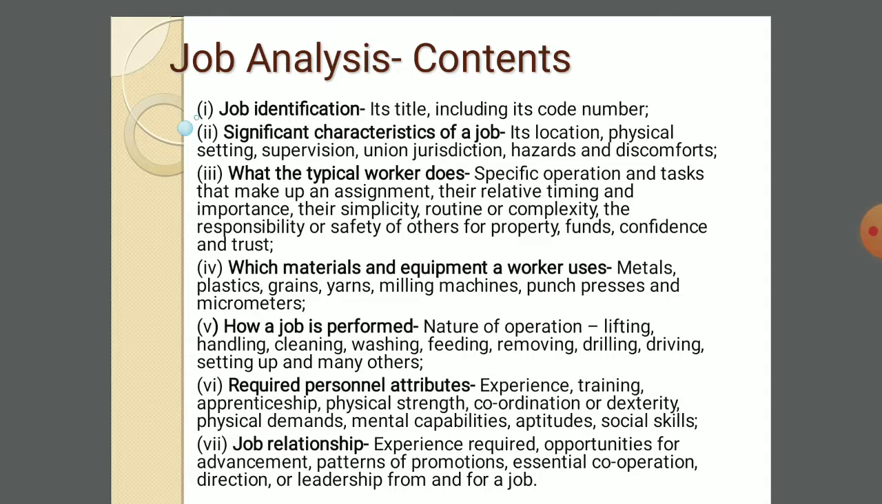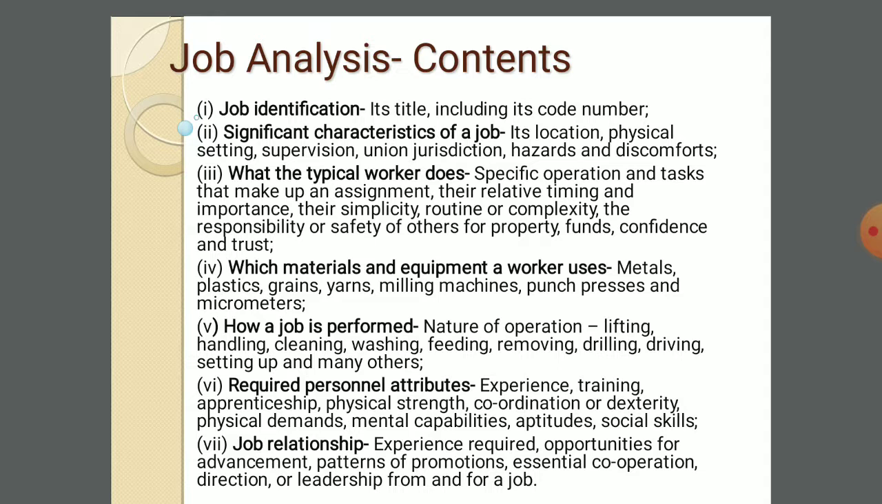The next content is materials and equipment which the worker uses or needs to handle while doing the job. So depending upon the operations that are carried out on the product, different equipment may be handled by the worker. It may be plastic, it may be metals, milling machines, punch presses. So it is going to vary from individual to individual. It may vary from one department to another department.